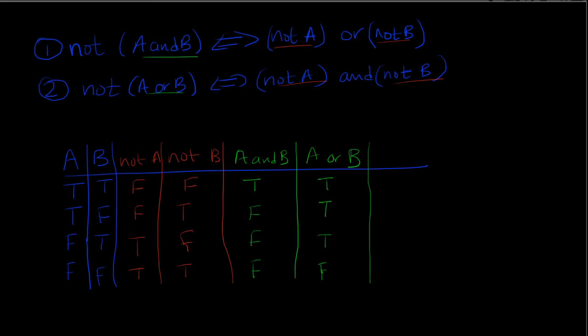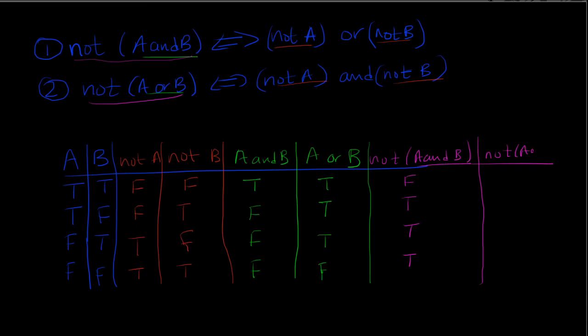Okay, for the next one, I'm going to look at the negation of what we just found out. So not (A and B). So that's going to be false, true, true, true. And then not (A or B). It's going to be false all the way down. And the last one will be true. So that's done. We still have two more to go.